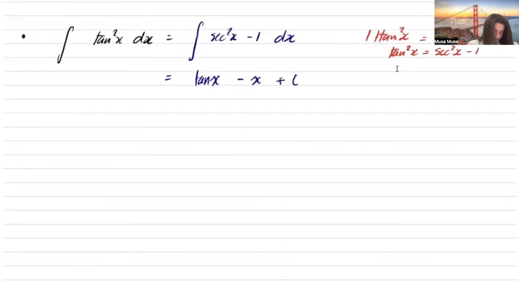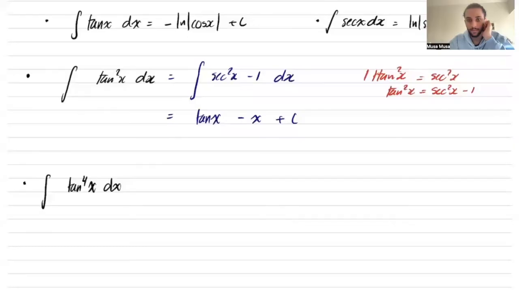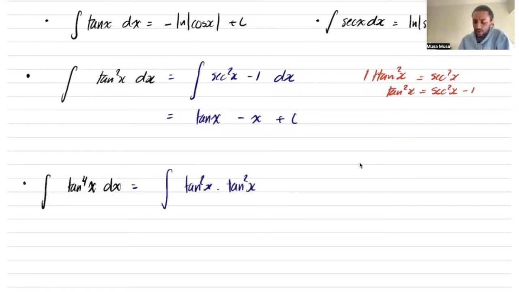Okay. What if you had, say, the integral of tan to the power of 4x dx? Okay, a bit of a change in scenery. So let's do this one. I'm first gonna rewrite this as tan squared x times tan squared x. I think you'll see why as I go along.